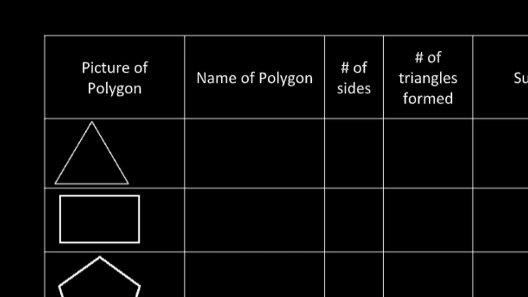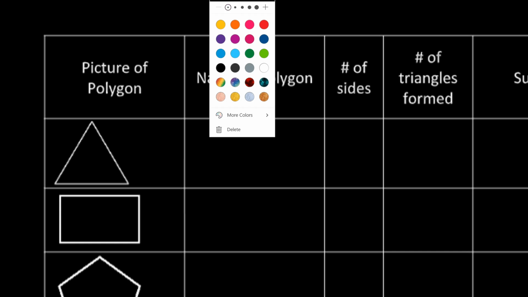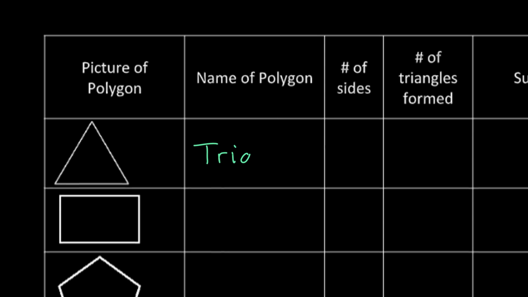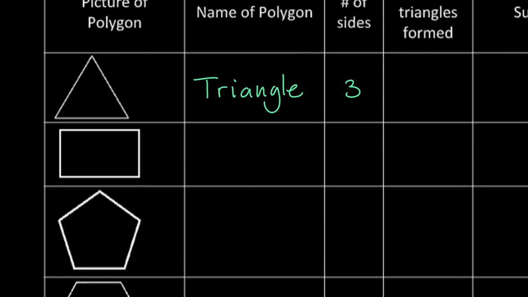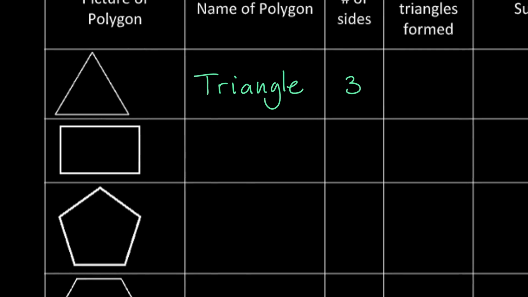So we're going to fill out this chart together. First, we're going to name these polygons. What is that very first shape, do you think? Oh my gosh, it's a triangle. Good, you got it. And it has how many sides? 3. What about that next shape? Rectangle. Yes, but more specifically, it's a quadrilateral. All quadrilaterals have 4 sides.